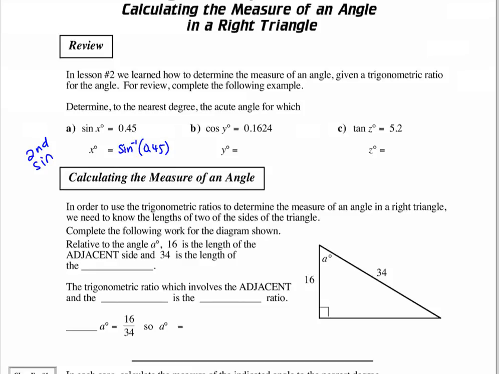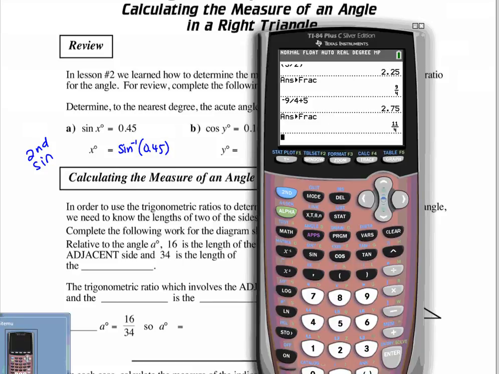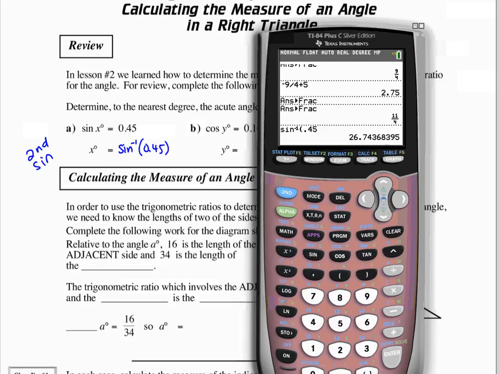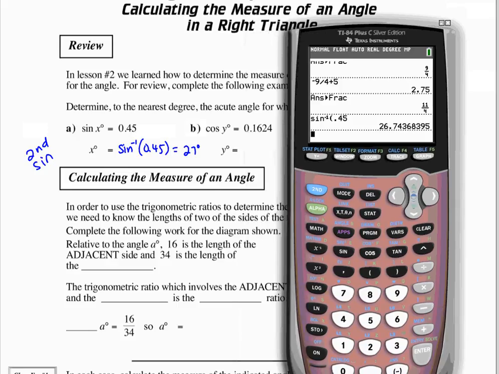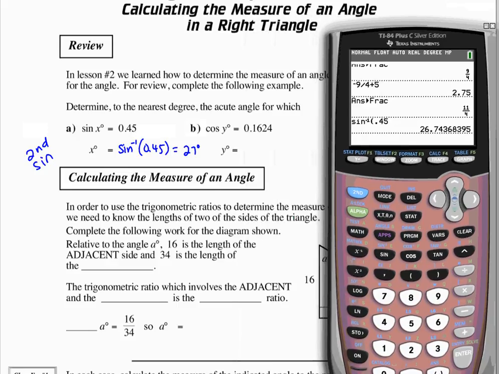Okay, so second sine. Everyone have their calculators? Where's mine? There it is. Second sine, 0.45. To the nearest degree we usually go to 27 degrees. Okay, do the next one and then we'll move on. So to the nearest degree, what's the second one? 81 degrees. Okay, 81 degrees.